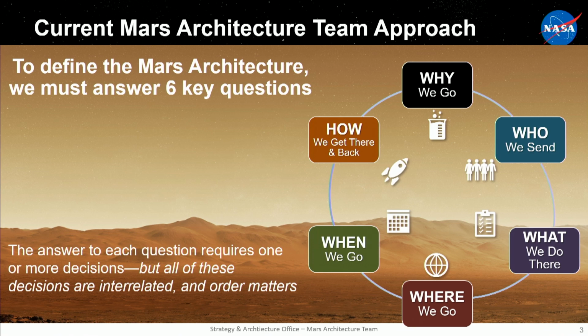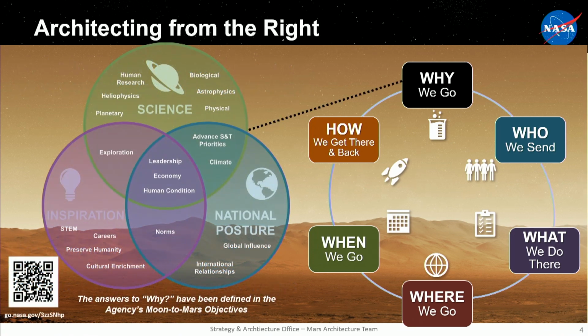And so with the new architecture approach, we talked a lot this week about setting the why, right? The objectives. The Moon to Mars objectives that the agency has released really set the why: science, inspiration, national posture. That is the foundation on which we are building the architectures, and we're architecting from the right. So we're answering the question of why we're going, and developing architecture, systems, and concepts to achieve those objectives.